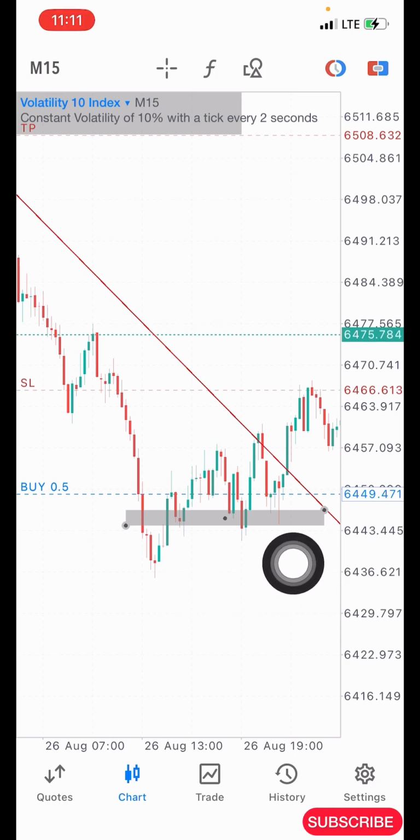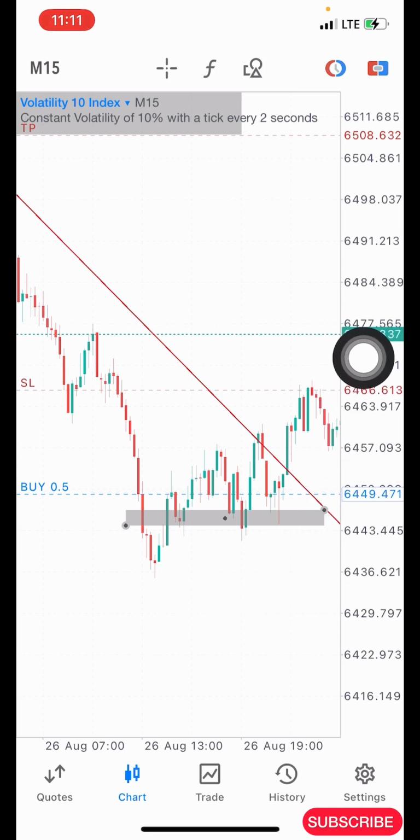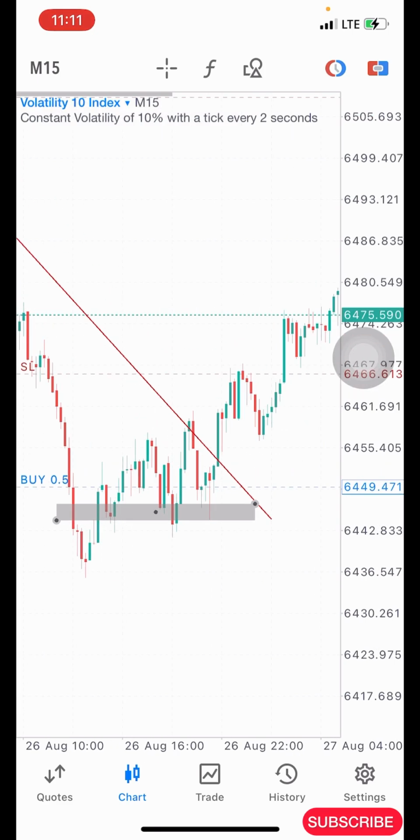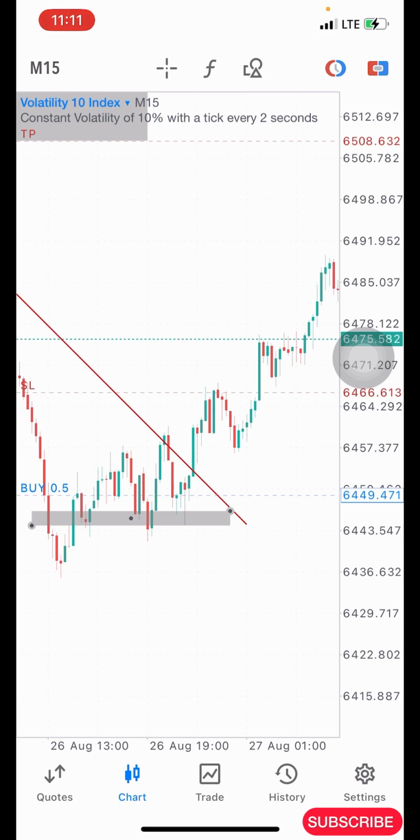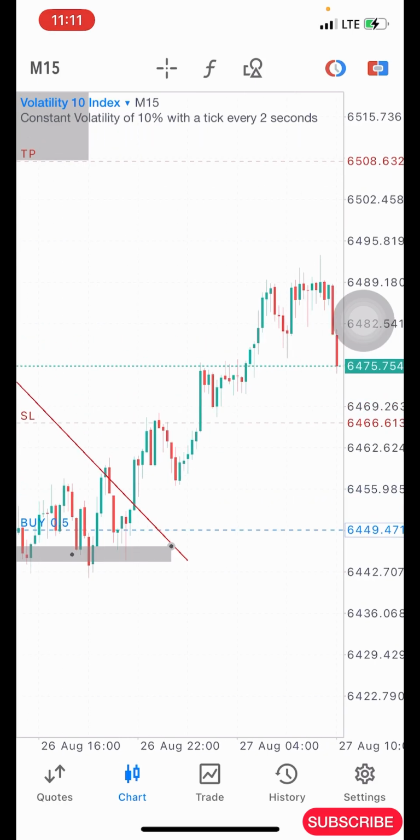So once I took the entry, I also placed some sell stop, in case it went up a little bit and then decided to reverse and go to the downside, then my sell stop would be triggered and I would also be in the sell trade. That was why I set that up. Then after setting this up, I went to sleep.